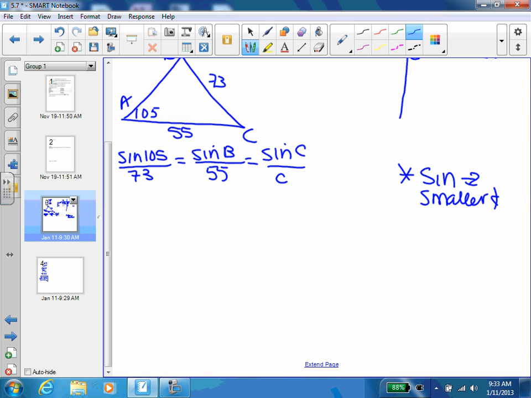We're going to say we have 55 sine of 105 over 73 equals the sine of B. I'm just cross-multiplying and dividing. If you need to show more steps, then do it. Using our calculator, 55 sine of 105 divided by 73 tells me that this is 0.7277. And how do I find angle B?